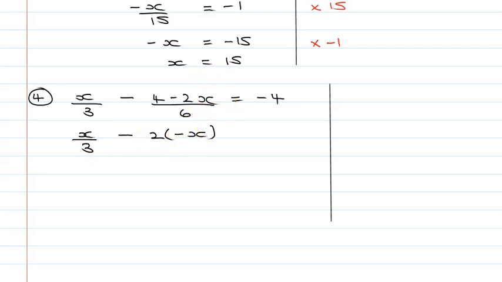Sorry, hang on, let me rewrite that, I made a little error. Sorry, it's 2 minus x over 6. Now, what I can actually do here is I can now cancel, because both of these go into 2.